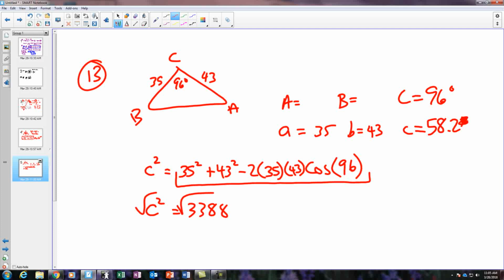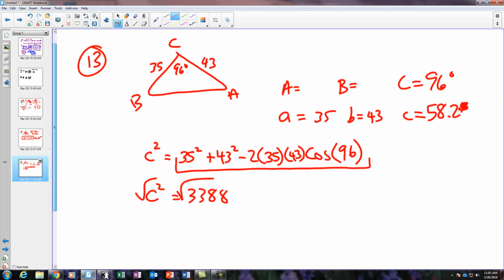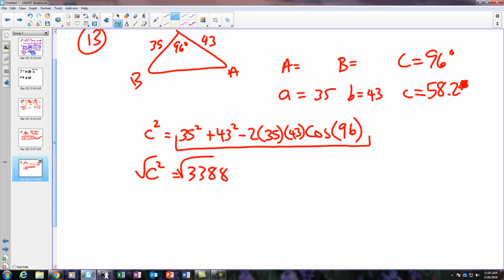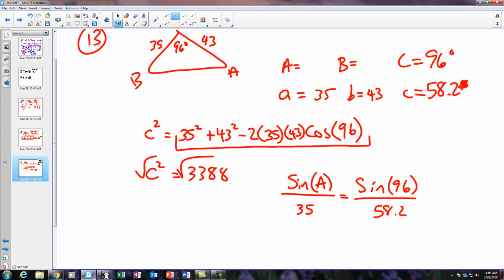What that means is I can now use the law of sines, which is a little bit easier. It's not going to matter which angle I go after because I already know c is the biggest. But just out of habit, I'm going to go for the smallest. So I'm going to start with a. Sine of big A over 35 equals the sine of 96 over 58.2. If I times by 35, then I get the sine of A equals some number.